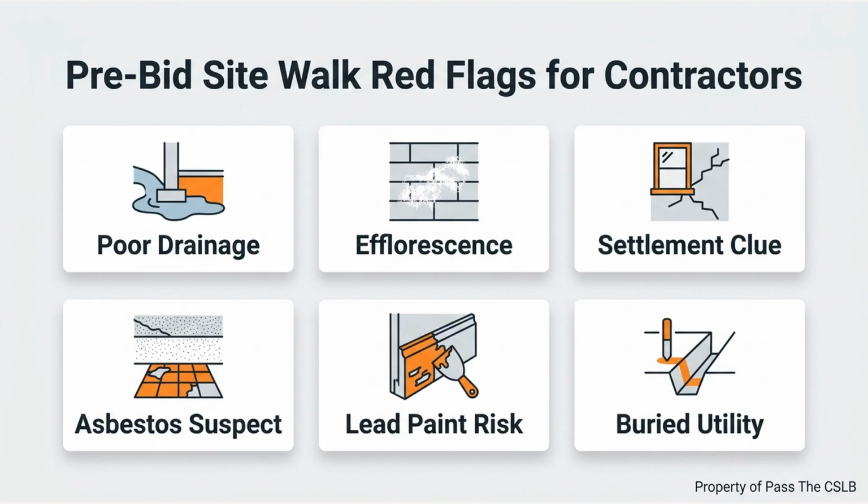Moisture is one of the best teachers on a site walk because water leaves a trail. The California residential drainage rule used in this lesson is a minimum fall of 6 inches within the first 10 feet away from foundation walls, where site conditions allow. Impervious surfaces within 10 feet of the foundation need at least 2% slope away from the building.